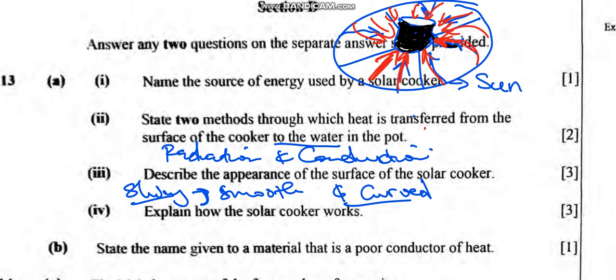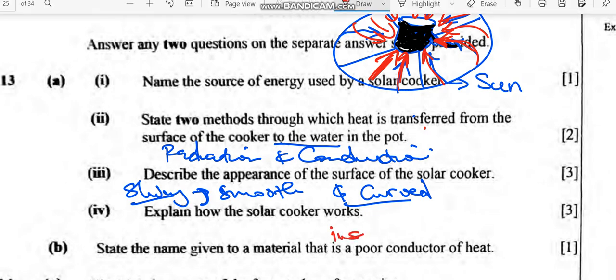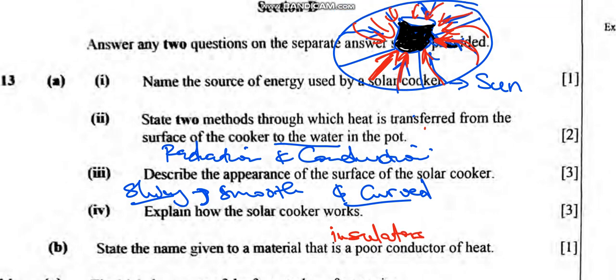State the name given to a material that is a poor conductor of heat. Poor conductors of heat are well known as insulators.